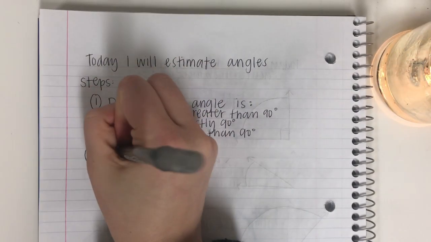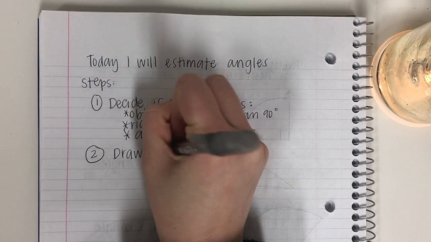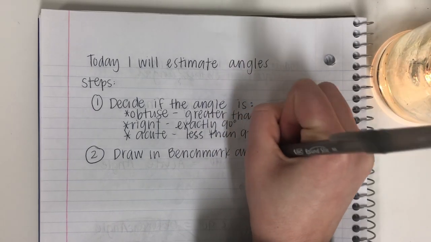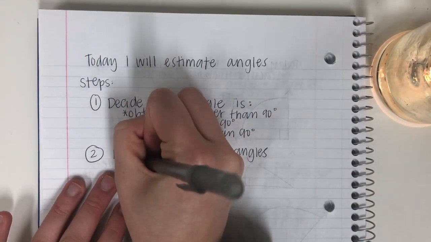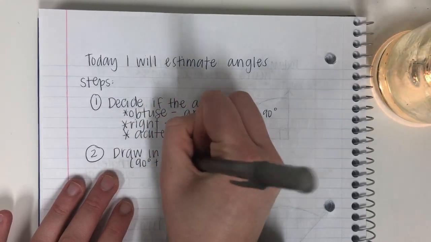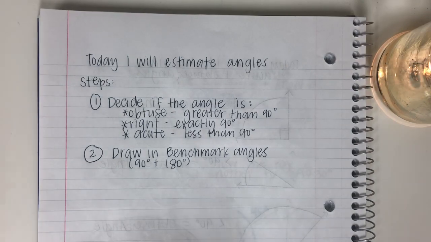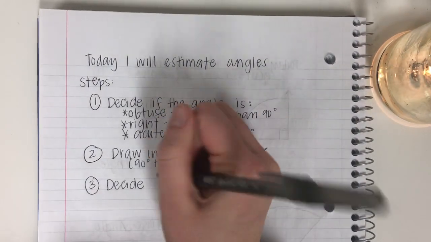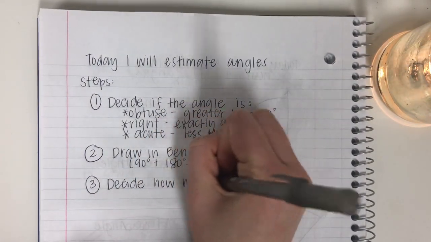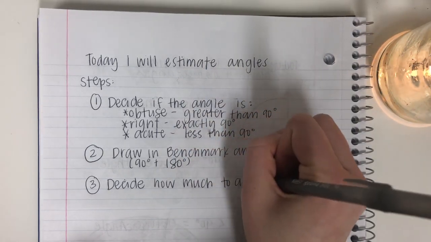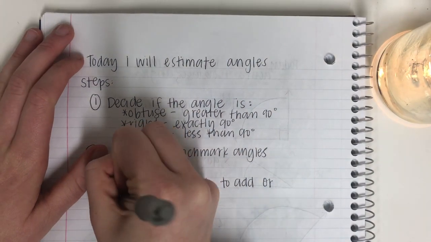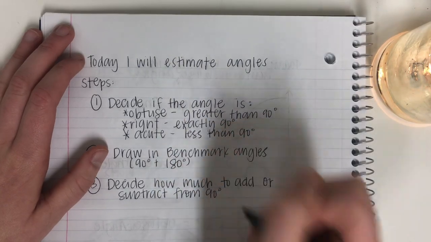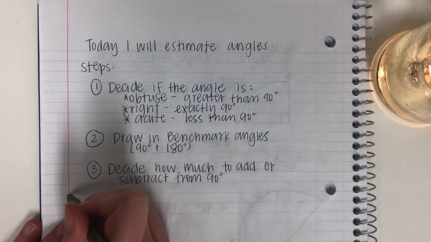So once we do that, we're going to draw in benchmark angles, 90 degrees and 180 degrees. So we're just going to do 90 and 180. And then we're going to decide how much to add or subtract from 90 degrees. Okay, so let's take a look.